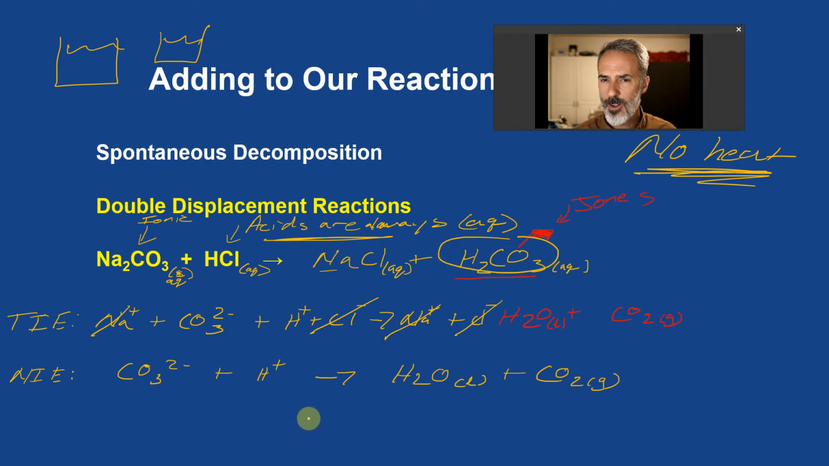I noticed in the last video I didn't balance my reactions. Let's do it here. H2, so we need a 2 there. I got 1 carbon, 1 carbon. We've got 2 plus 1 is 3 oxygens. We have 3 oxygens. We're good to go. So the process of writing the net ionic equation is the same.